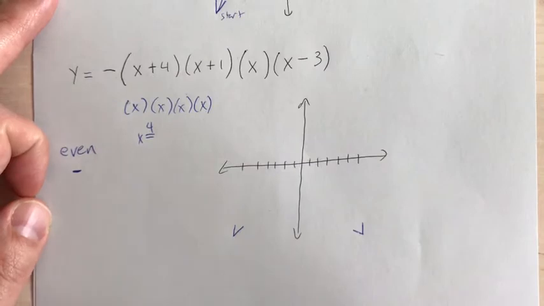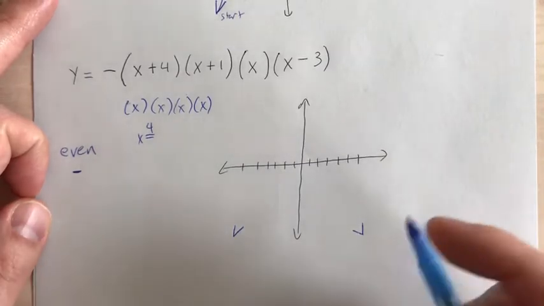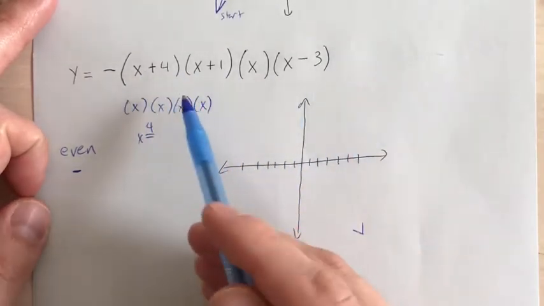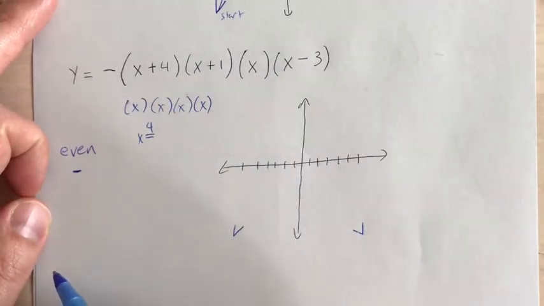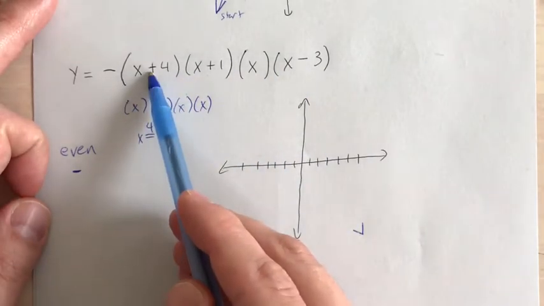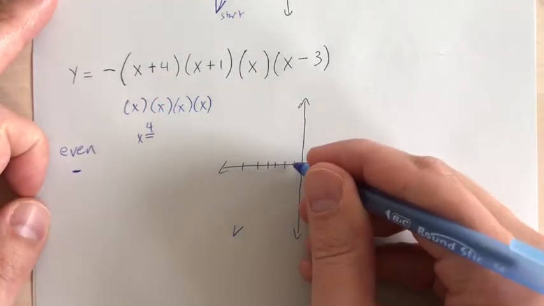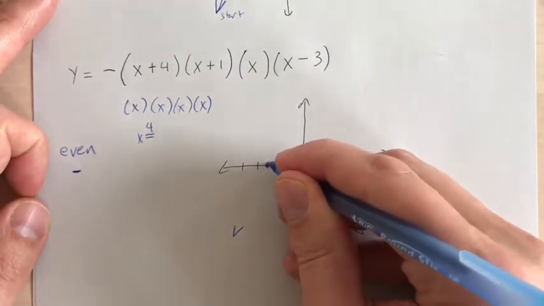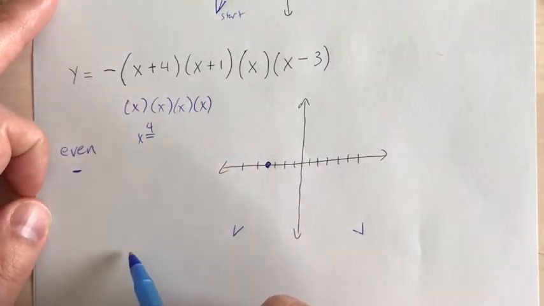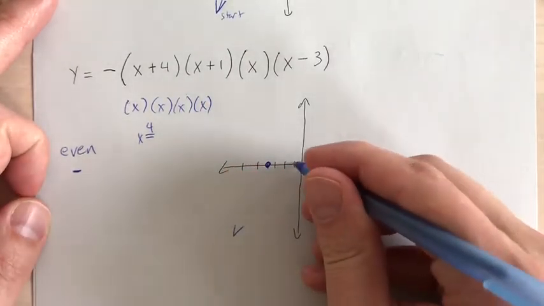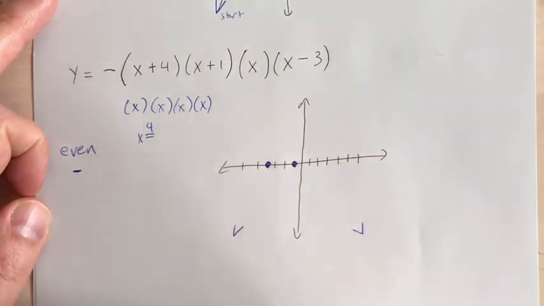Second step, we're going to go ahead and find the intercepts. So going back to the original equation, I'm just going to set each of these equal to 0 and then plot those intercepts. So set this equal to 0, we get -4. So 1, 2, 3, 4, first intercept. X plus 1 set equal to 0 would be -1 when I solve for x. That would be x-intercept number 2.